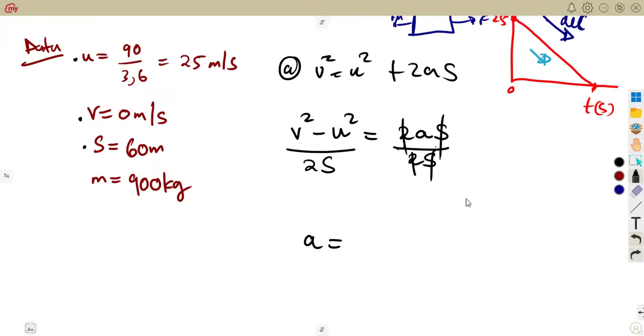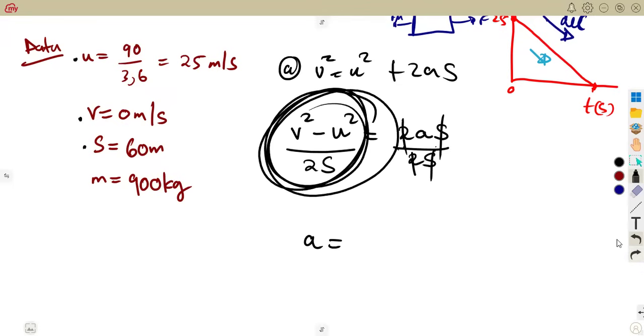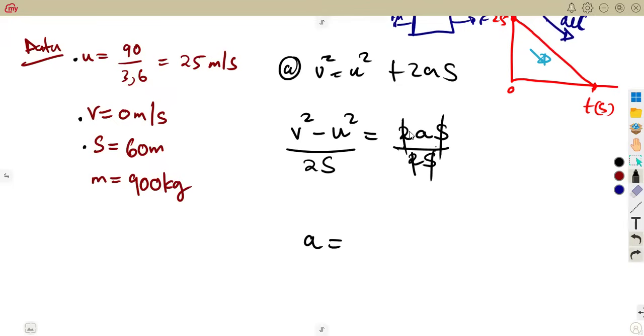Now if you choose a certain formula, then you find out these variables are not there, it means, guys, you actually chose a wrong formula. But in this case, these variables must be there. V is 0. So that's 0 squared minus, what is our U? 25. So that is 25 squared, everything over 2 times S, which is our distance of 60 meters.